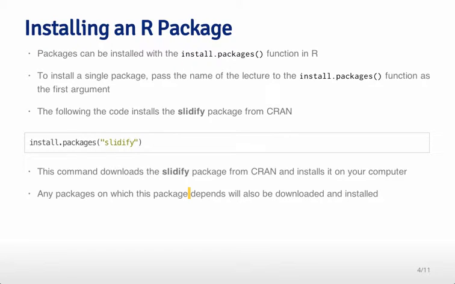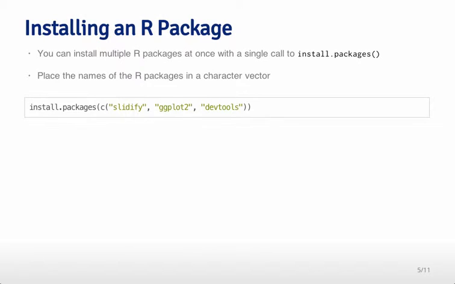So to install an R package, you primarily use the function install.packages. What you can do is just use that with the package name as the argument. So for example, if I want to install the slidify package, I would just type install.packages and then in quotes "slidify". What that would do is go to CRAN and install that package on your computer. Any package on which that package depends will also be downloaded and installed. This is actually one of the nicest parts about R: it's relatively straightforward to install new packages.